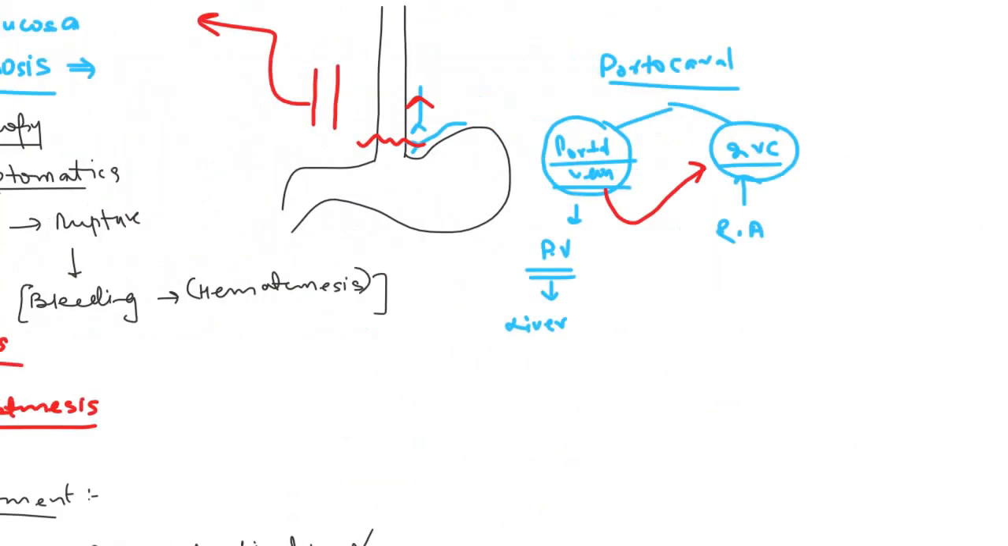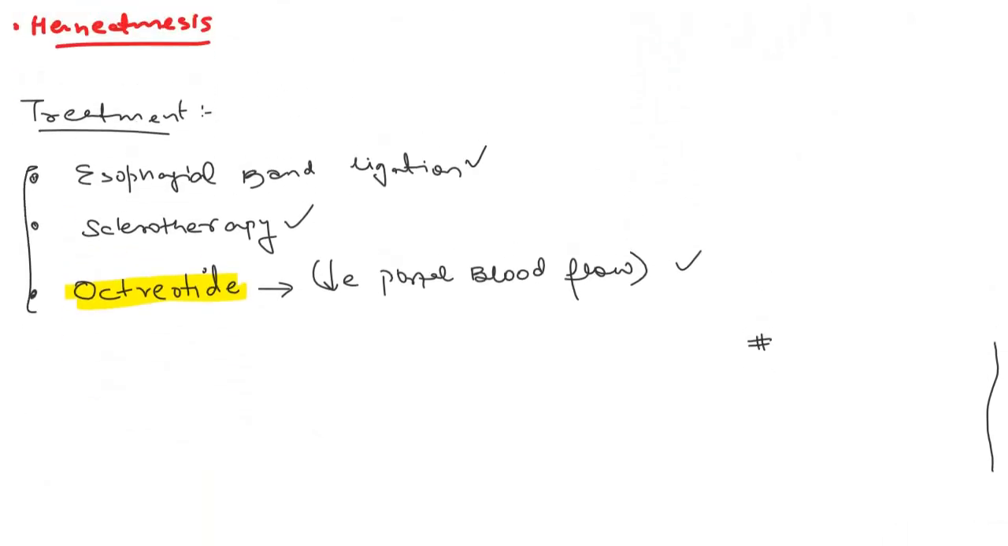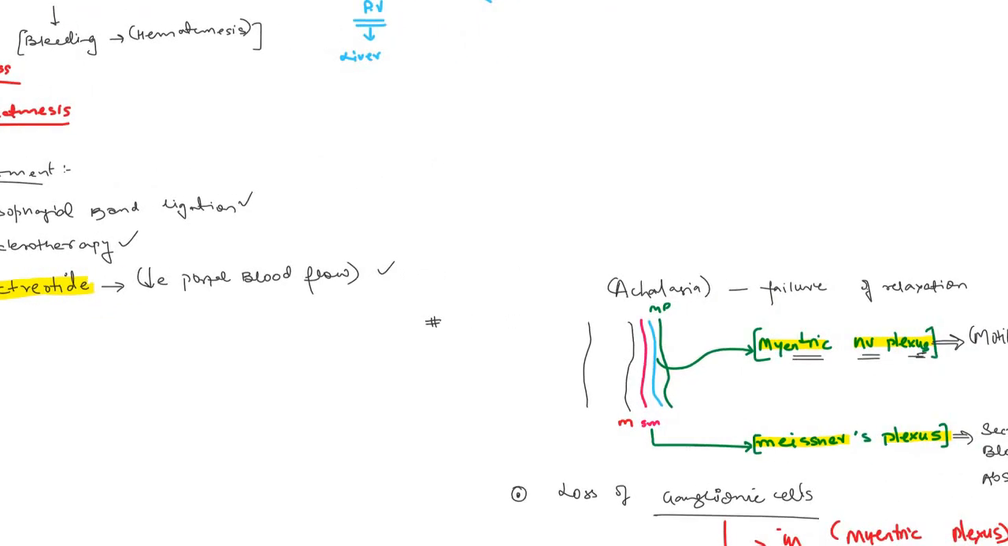And also in case of esophageal varices, don't forget what are the treatment options: what is band ligation, what is sclerotherapy, and what is octreotide.